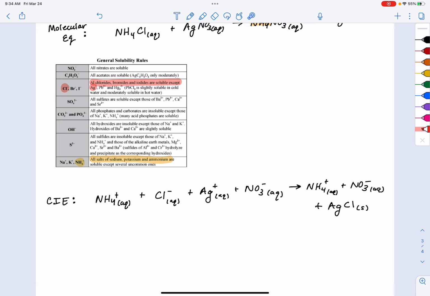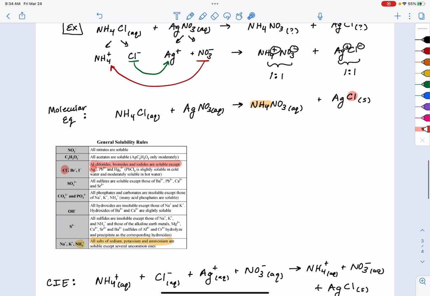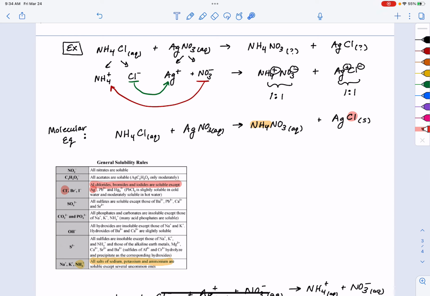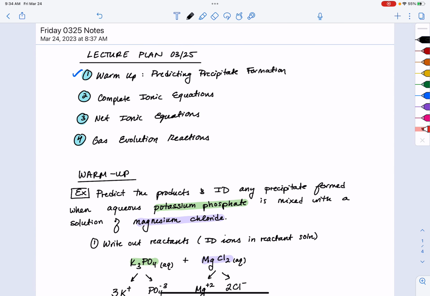All aqueous species were shown in their fully dissociated form, and anything that was not soluble or not in solution was left in its molecular form. So this is our complete ionic equation, and this is what you will do anytime you need to write a complete ionic equation for any other aqueous reaction coming up in the future. So anything that's aqueous will be split up into its respective ions when we write complete ionic equations.